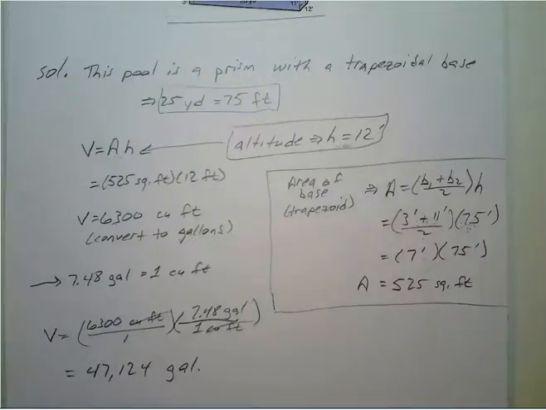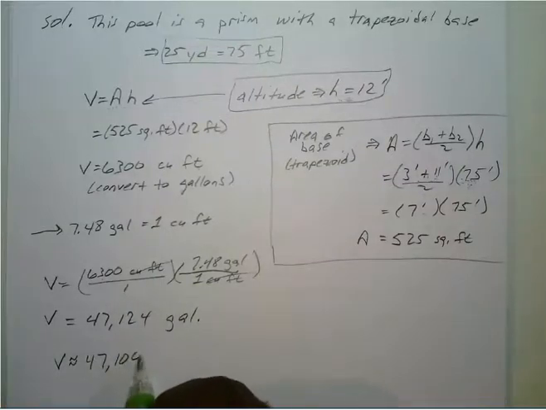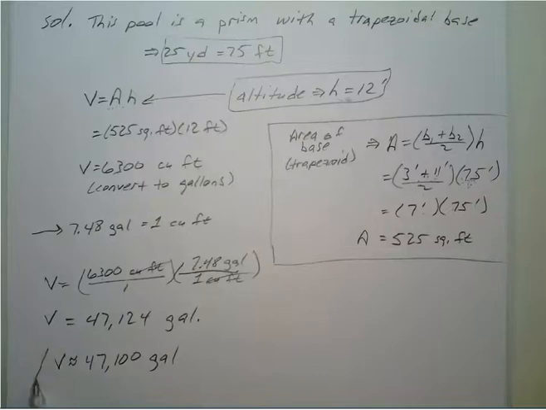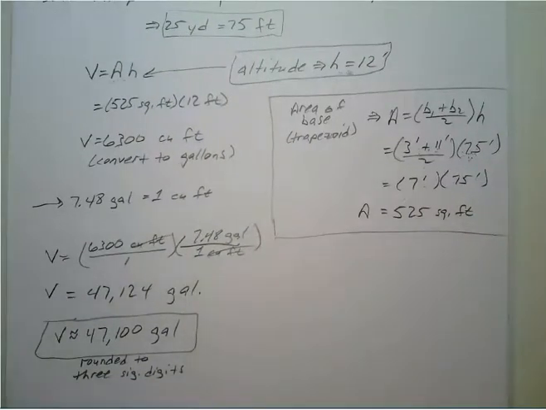And again, you notice I did not circle that answer yet, because they wanted us to round it to 3 significant digits. So our volume will equal approximately 47,100 gallons, rounded to 3 significant digits. Now we can circle our answer, because we're done. All right, so hopefully this made sense, and I will see you on the next video.